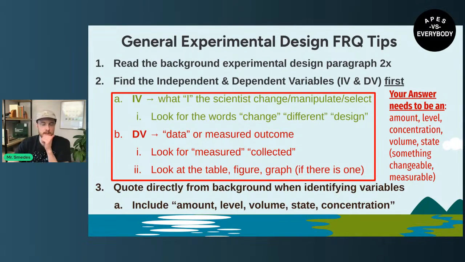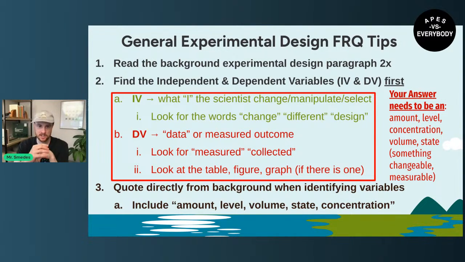All right. DV, on the other hand, the data is how I remind my students. D for data. What's the outcome? What is being measured or collected at the end of the experiment after we've tweaked this independent variable? And then this red text off to the side is a reminder, these answers need to be on a level, an amount, a concentration of volume. It needs to be measurable and changeable.